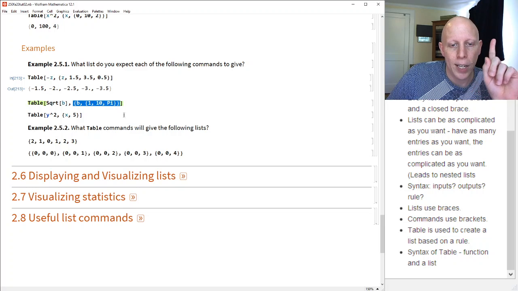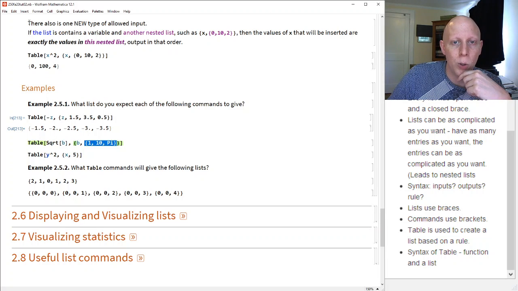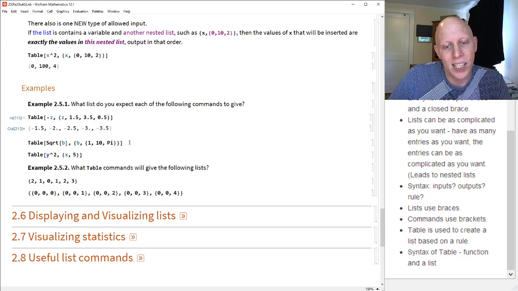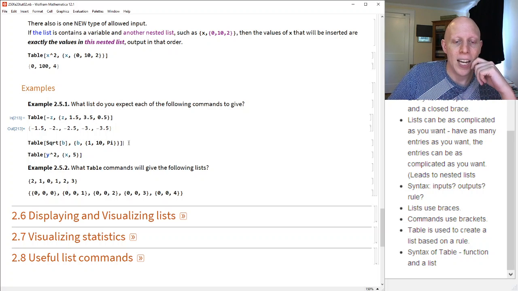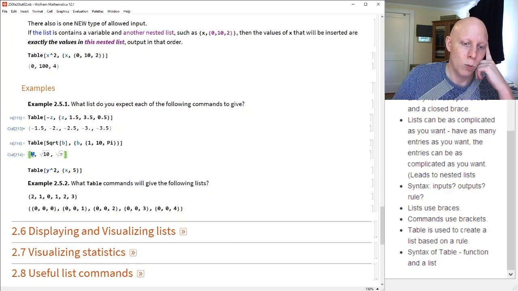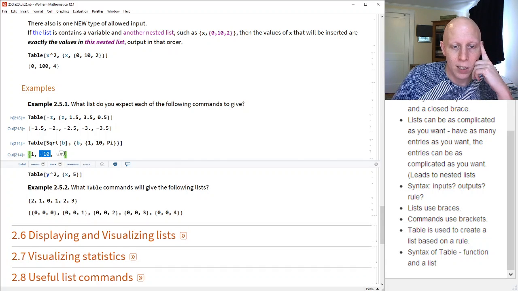If you look at this carefully, you'll notice that the values that b is going to take is this list of objects. This is this new type of input that's allowed. This is not b, comma 1, comma 10, comma pi. It's b of the list 1, 10, pi. So that means we're sending each of those values into b, and let's run this. What we should expect is we're going to take the square root of each of those things. So what do we get? We get square root of 1, square root of 10, square root of pi.